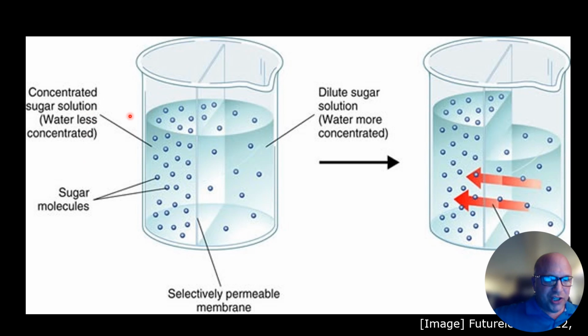This is the concentrated sugar and water. Here are your sugar molecules moving from a high concentration to a low concentration. Here's your selectively permeable membrane. And then here's the same thing. You have a high concentration and a low concentration, and then it's moving towards the solutes.